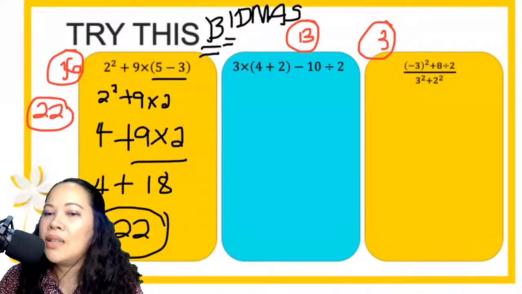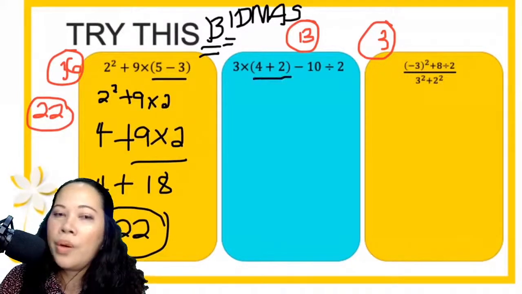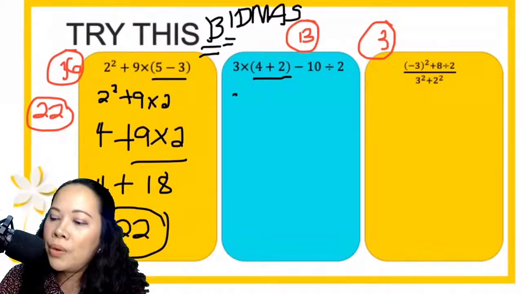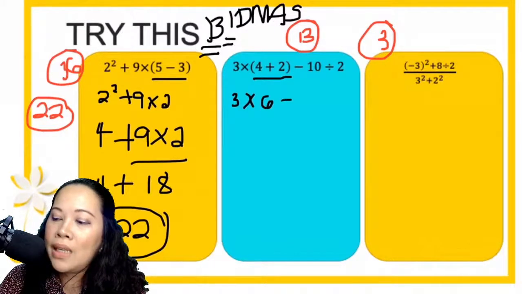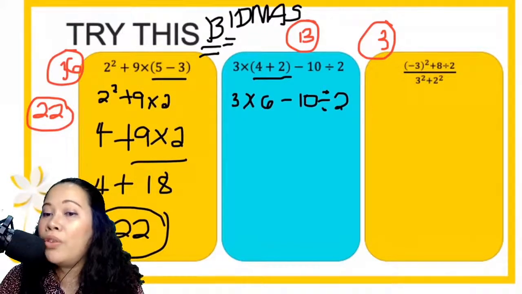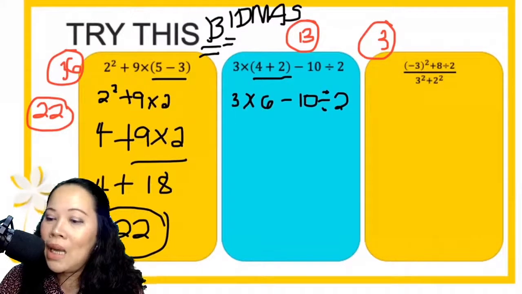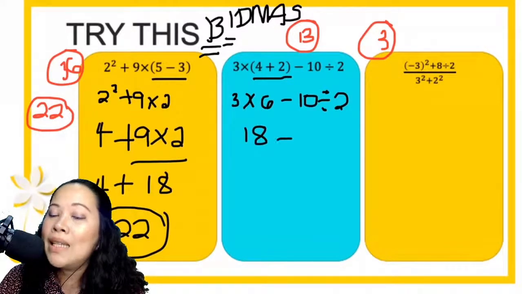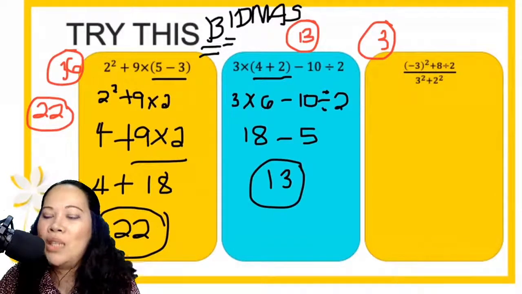Oh, okay. Your answer as well is 13. All right, so let's check. Again, we follow the order of operations. We do the brackets first. So 3 times the bracket, 4 plus 2, is 6. So that's 3 times 6 minus 10 divided by 2. Since we have multiplication and division, we do the operations as they come, from left to right. So 3 times 6 will be 18, minus 10 divided by 2, which is 5. So 18 minus 5 will be 13. Yay! Well done! You did it correctly.